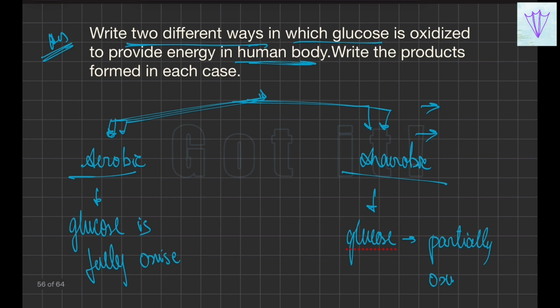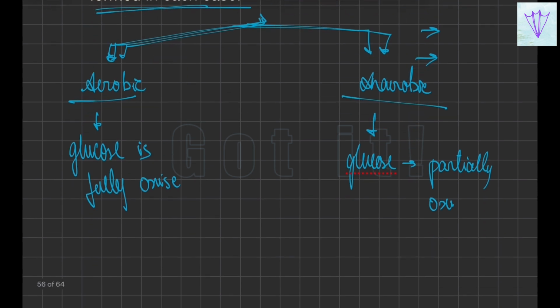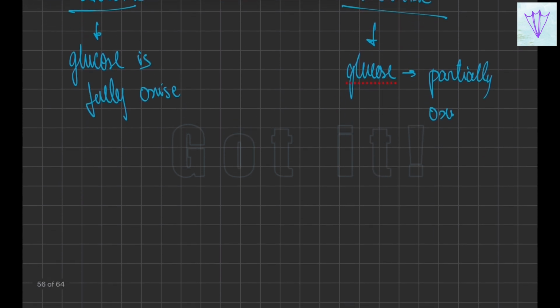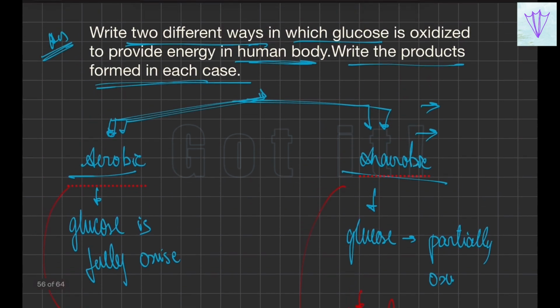And then they asked us to write the products formed in each case. They are asking about the human body, so it is important to remember that point as well. What will be the products formed in aerobic form? It will be CO2, H2O and a lot of ATP, which is energy. While here we get limited ATP in anaerobic form. What are the products formed in anaerobic respiration? We get lactic acid, since they are speaking about human beings. So lactic acid, and we get ATP. So this is how you can write your answer.